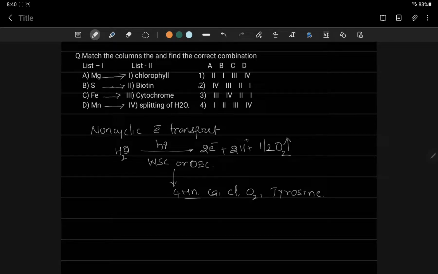So the question is like 1, 2, 3, 4. The fourth option we can take directly.